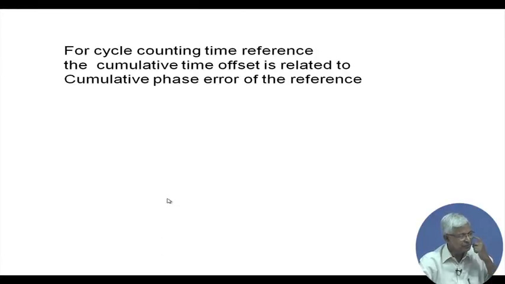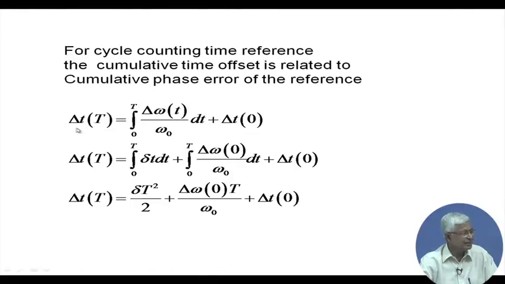Time is actually counted with the number of cycles from the same reference. So, cycle counting is the time reference, and so the cumulative time offset is related to the cumulative phase error of the reference. So, the cumulative time offset over capital T time is delta omega T by omega naught dt, that is the phase error, plus the initial time offset, whatever was there at 0 time when it started transmission, that time is delta T.